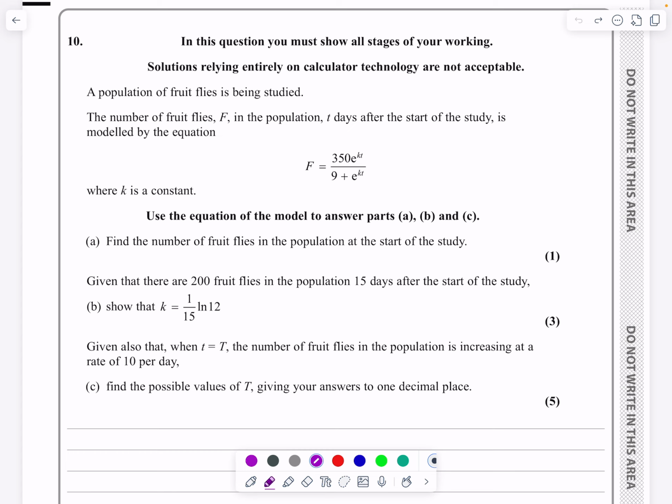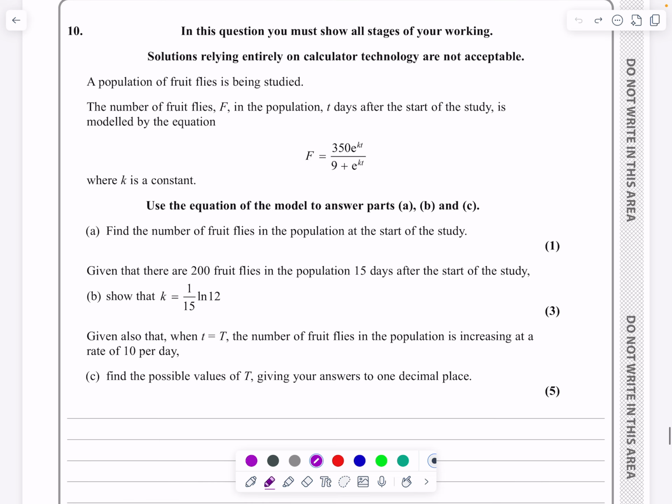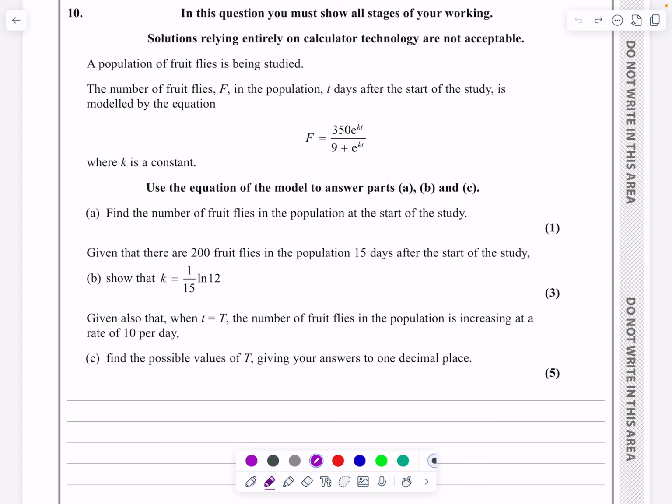Let's read through it. F stands for a population of fruit flies being studied. F is the population, t is the number of days after the start of the study. We've got the equation there where k is a constant. Let's have a look at part A then. Well, it starts off quite gentle at least. Part A says, find the number of fruit flies in the population at the start of the study. A relatively typical question then, that's going to be just putting t equals 0, isn't it?